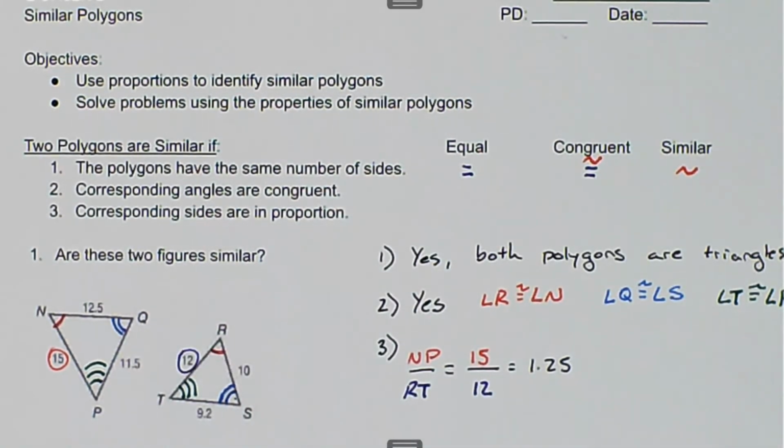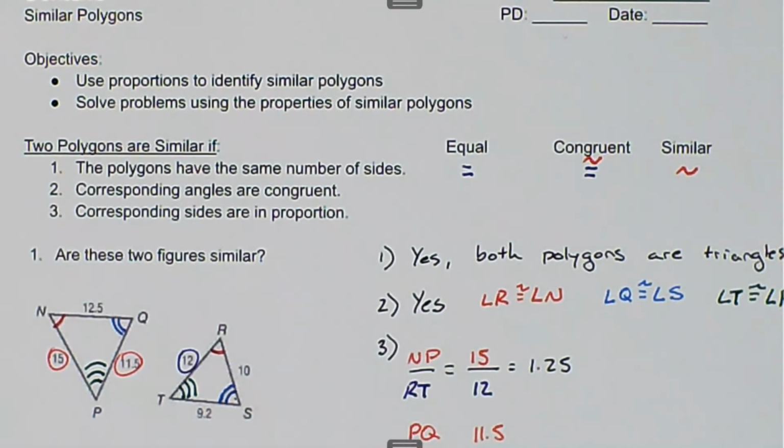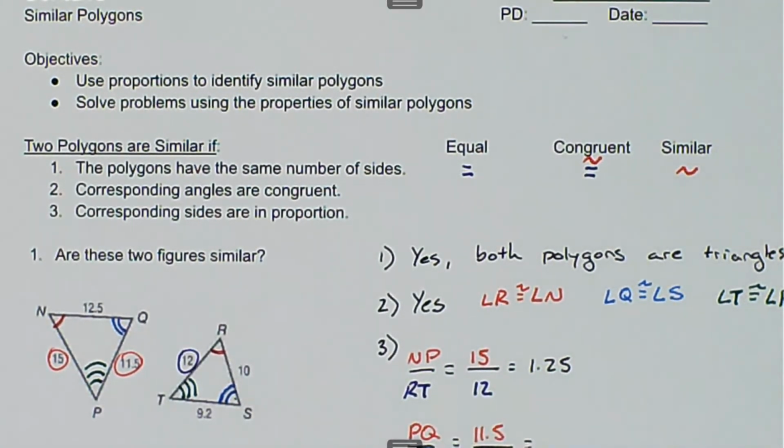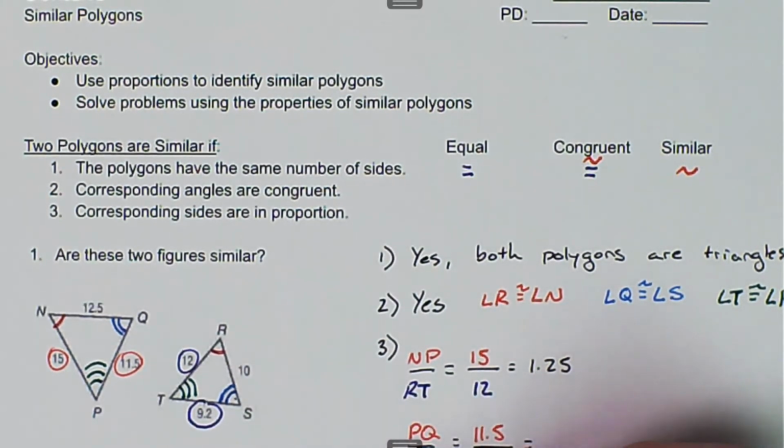The next one that's going to usually be a little bit easier to find is the smallest. So between 10 and 9.2, what is the smallest? It's 9.2. And between 11.5 and 12.5, 11.5 is the smallest. So then we can go from P to Q. And that's going to be 11.5. So 11.5 is the smallest. So which over here is the smallest? That's going to be 9.2. And we did PQ, so this one's going to be TS. And we can type that in our calculator, and we still get 1.25.